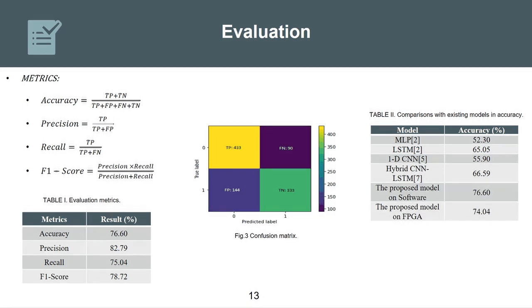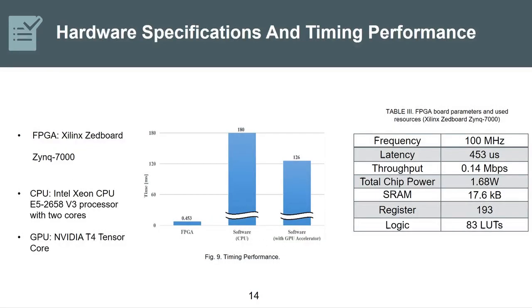It should be mentioned that the hardware implementation model has less accuracy than the software model, because in the hardware implementation we use fixed point data, and we have hardware constraints. In addition to having a high accuracy, our hardware model has a much faster performance than the model running on CPU and GPUs. We run our hardware accelerator on FPGA and run the software model on the CPU and GPU.